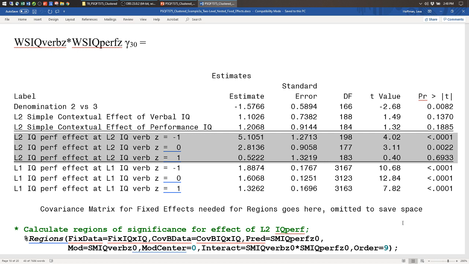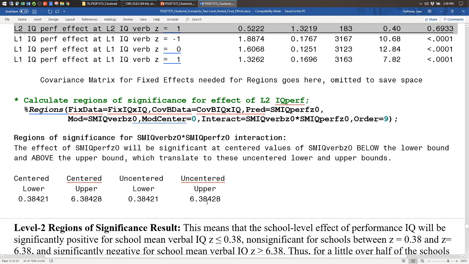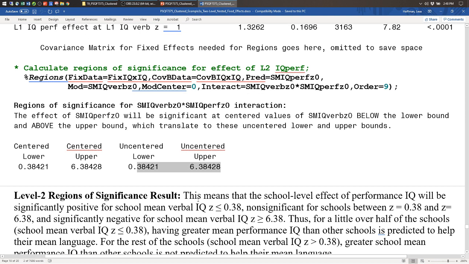Now, this number getting less and less positive is eventually going to flip, right? As it gets smaller and smaller, it's going to head negative and become more and more negative. The interaction predicts that the slope will be significantly negative if I go high enough on z. The point at which the slope becomes significantly negative corresponds to a z of 6. In this case, I don't have any schools with a z of 6.